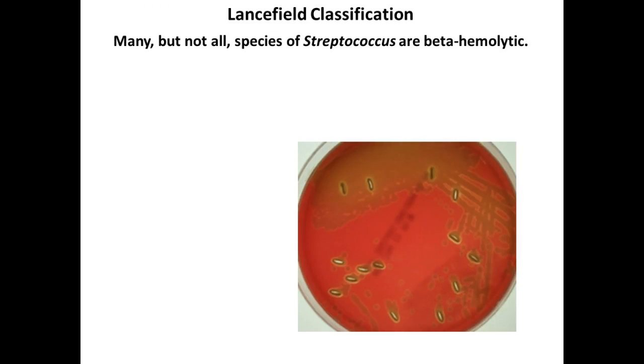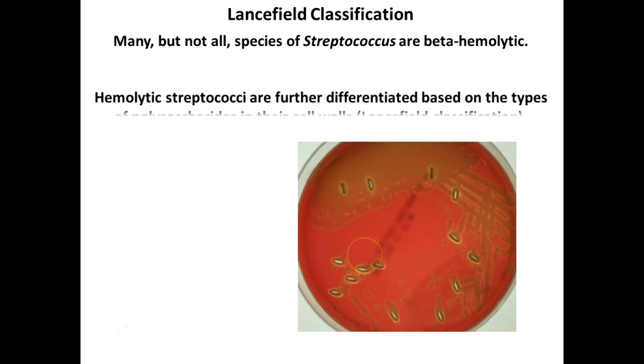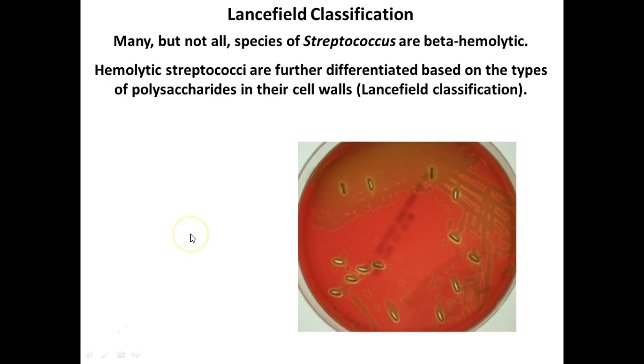Many, but not all, species of Streptococcus are beta hemolytic. An additional test that they'll sometimes do, you'll see these marks that actually poked into the agar, so that it created an anaerobic type environment. Some of these guys, under anaerobic conditions, produce more hemolysis, or they're even more effective under anaerobic conditions.